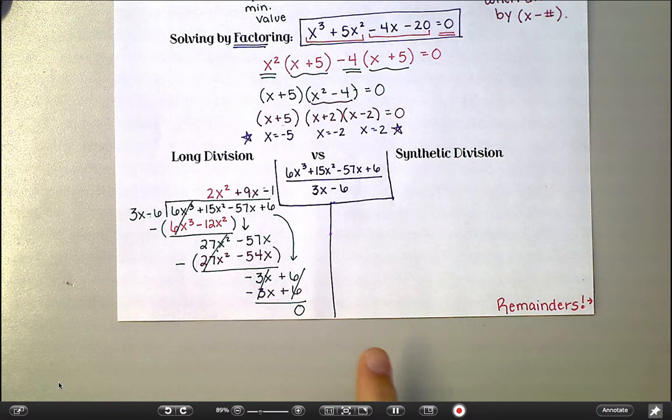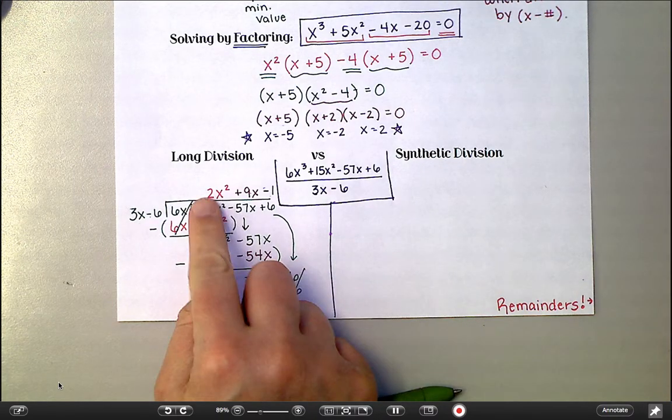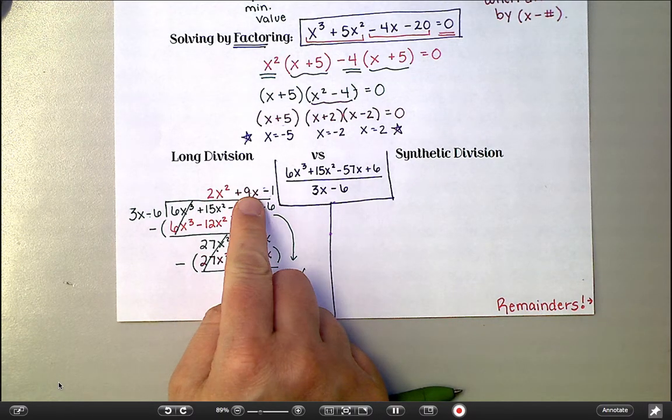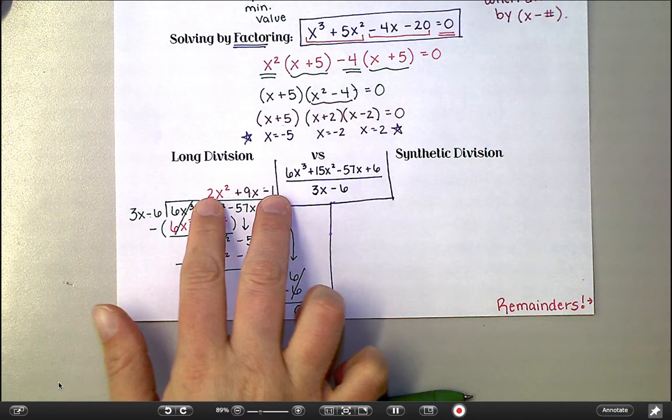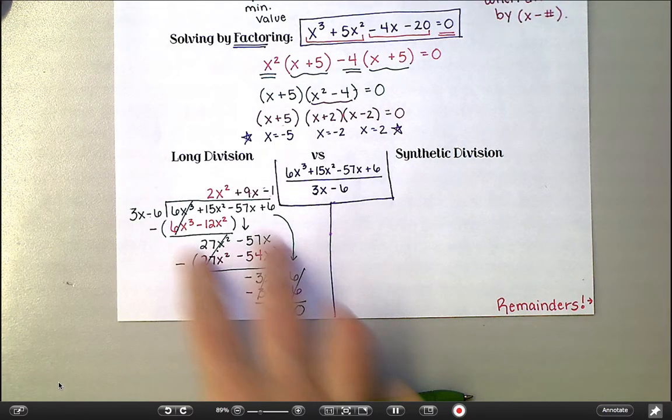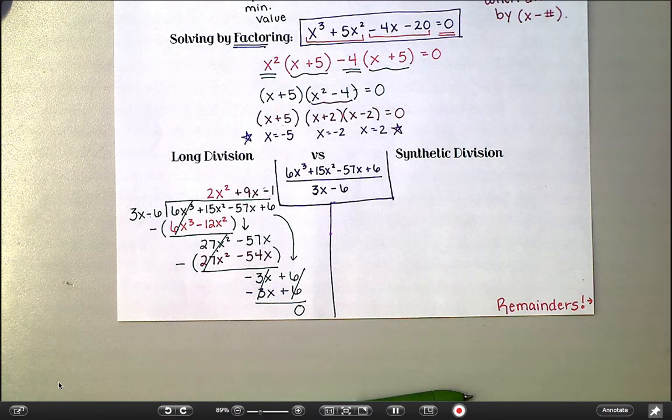That means that this divided in perfectly and that this is my final answer, 2x squared plus 9x minus 1. Now, depending on what the question's asking, you may have to do something else with that answer, but this is just the division process.